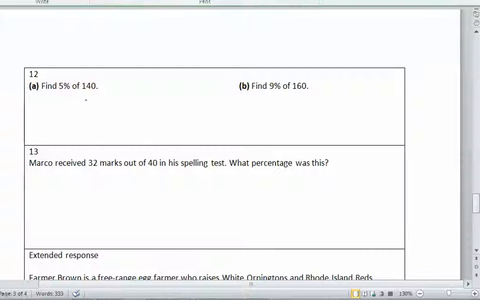5% of 140. Well, 5% is the same as 5 over 100 multiplied by 140. Let's cancel this out. 70 divided by 10. Do you get 7?